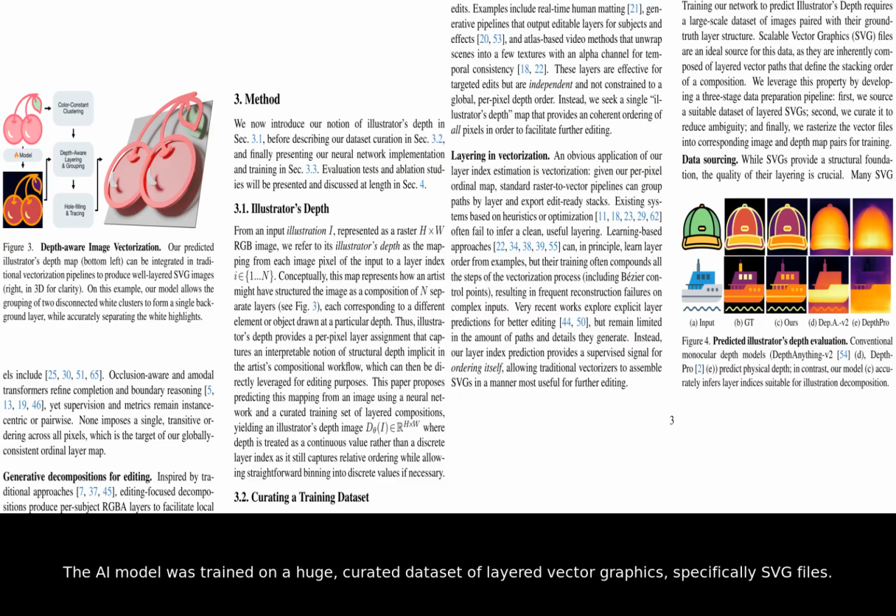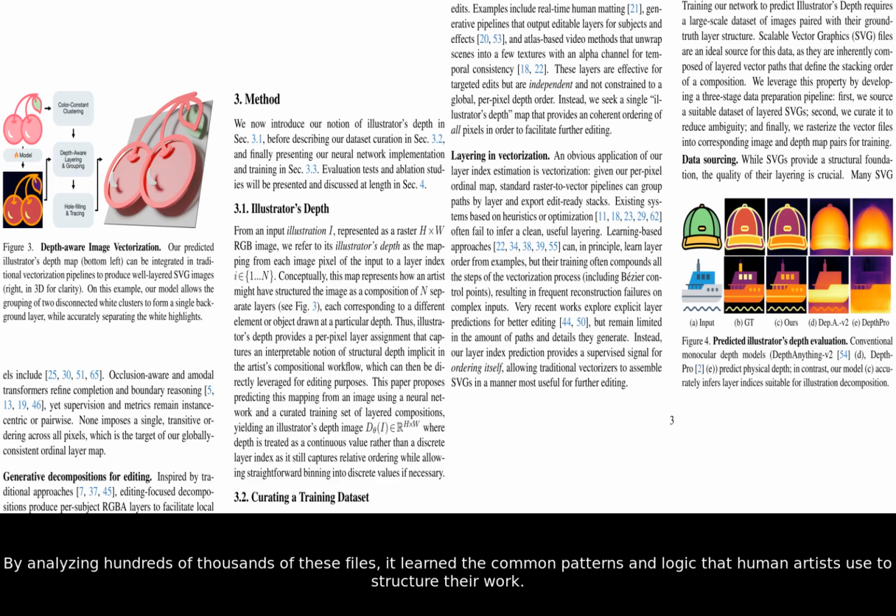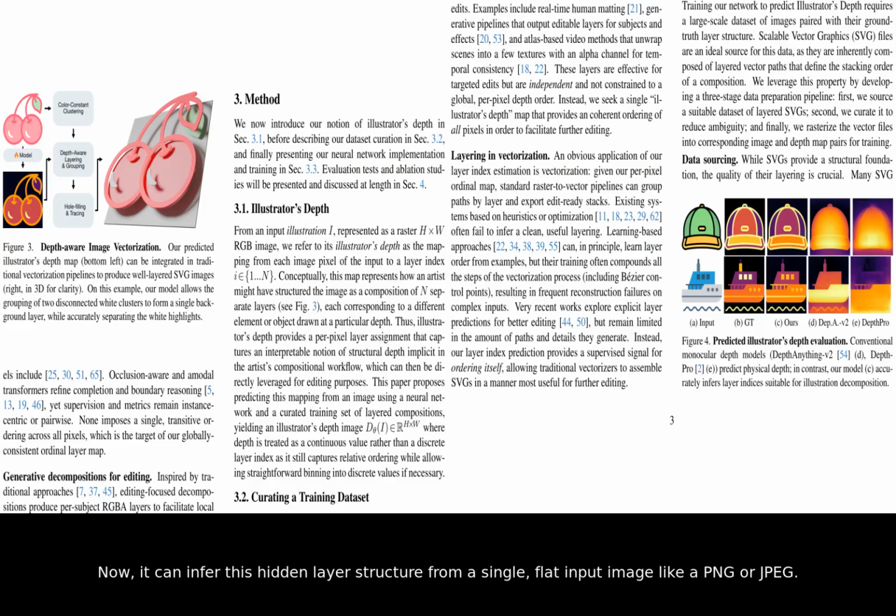The AI model was trained on a huge, curated dataset of layered vector graphics, specifically SVG files. By analyzing hundreds of thousands of these files, it learned the common patterns and logic that human artists use to structure their work. Now, it can infer this hidden layer structure from a single, flat input image like a PNG or JPEG.